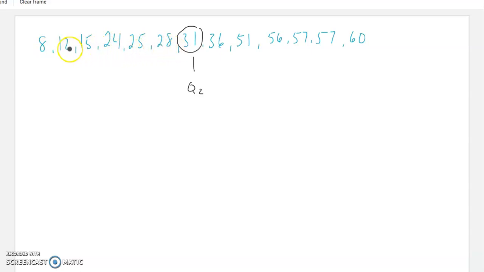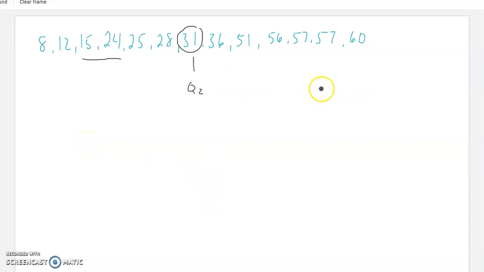So even though the original data set had an odd amount of numbers, now that one's gone because that counts for Q2. To find Q1, I have 6 numbers now, so I have an even amount of numbers. So I have to go back to finding the two middle numbers. That's going to be 15 and 24.